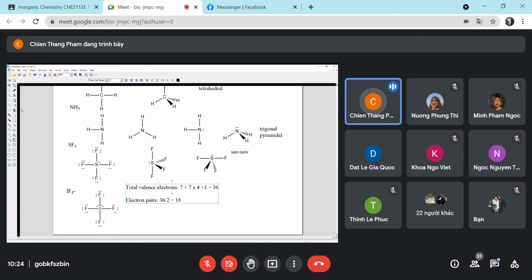Okay, so now let's consider this one. How many electron pairs surround the iodine atom? 6 electron pairs: 1, 2, 3, 4, 5, and 6.